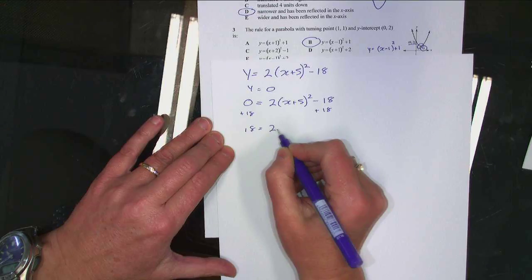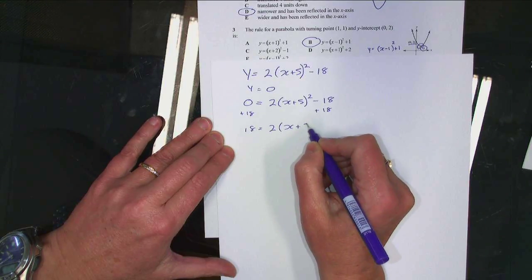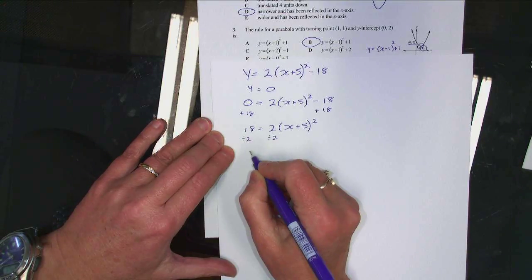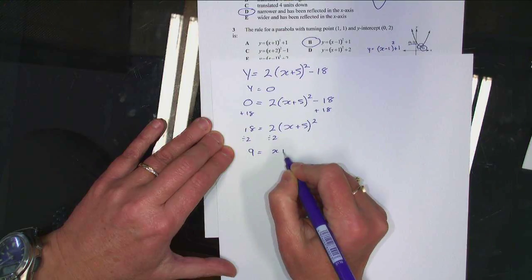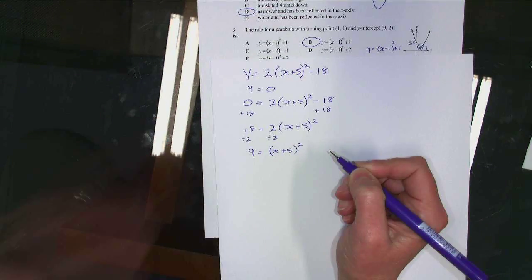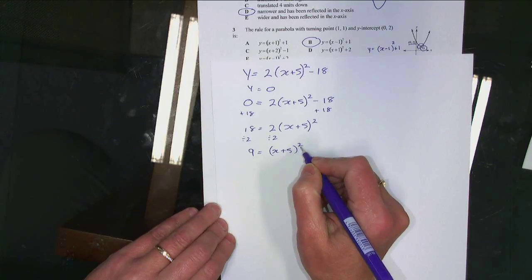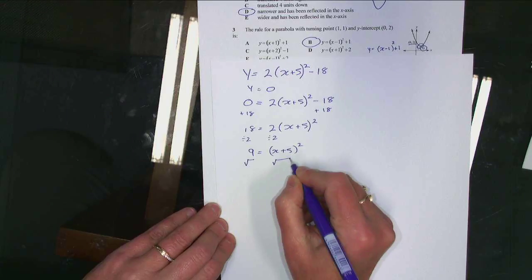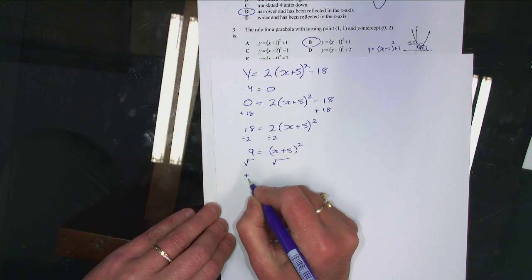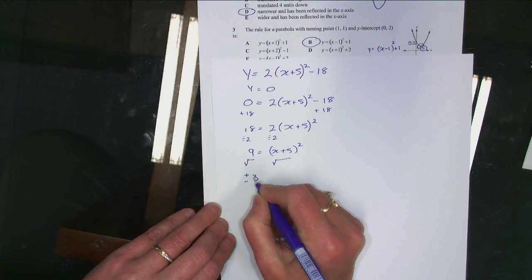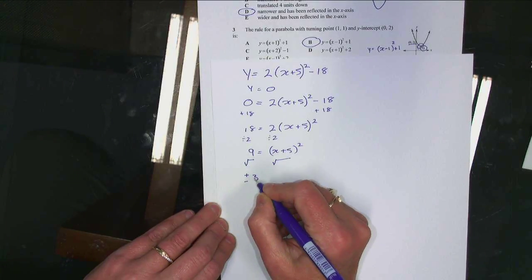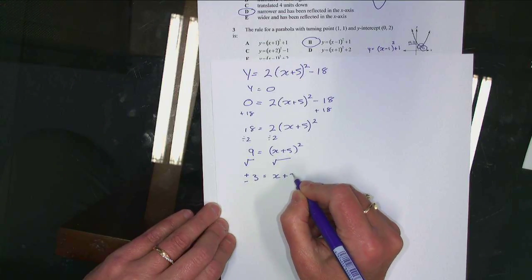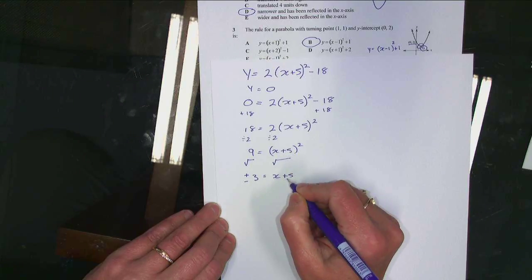18 equals 2(x + 5) squared. Divide both sides by 2, and we now have 9 equals (x + 5) squared. Now, because this is squared, we need to find the square root of both sides. So the square root of 9 is plus or minus 3, because plus 3 squared is 9, but also minus 3 squared is 9. And we have x plus 5, because the square root of (x + 5) squared is x plus 5.